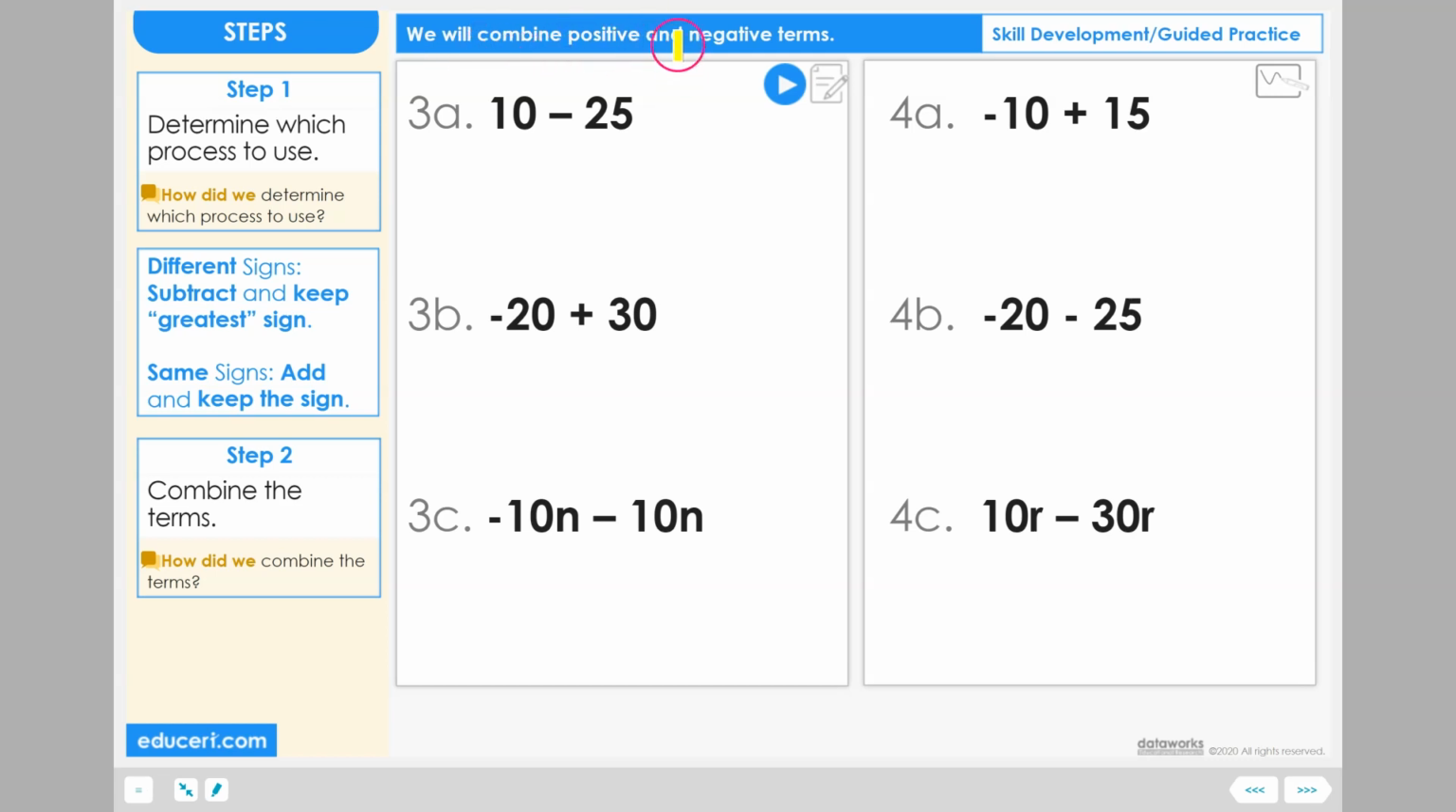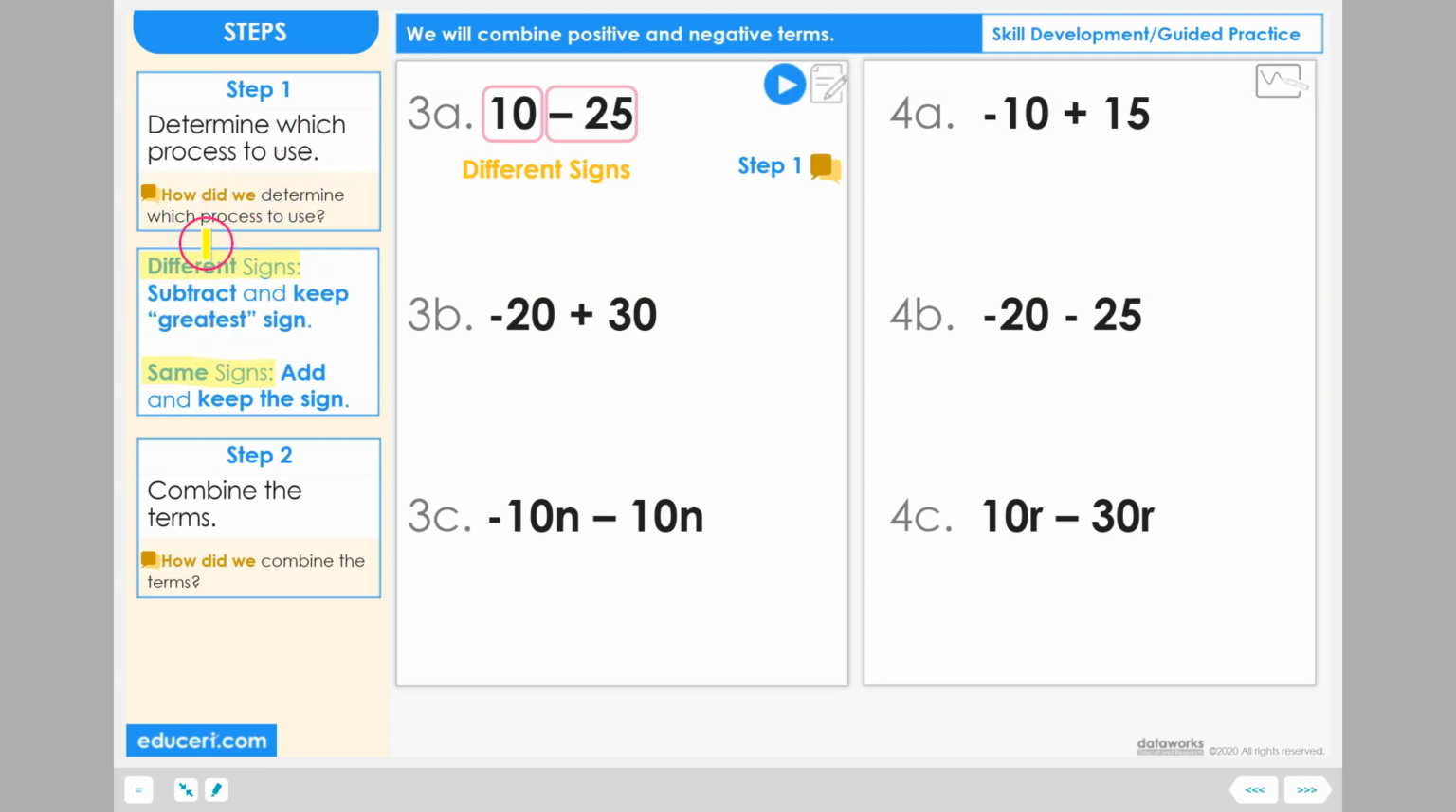Let's combine positive and negative terms, and now we're going to use our sign rules based on different and same sign process. Problem number 3. Step 1. Determine which process to use. We have a positive 10 and a negative 25, and these two are different signs. So we know which process to use. We're going to use the different signs process.